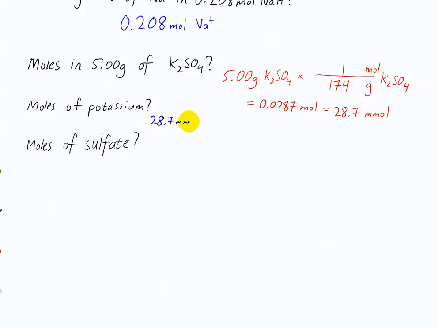So the moles of potassium, if we want to set that up like a whole equation, we would say 28.7 millimoles times two millimoles of potassium per one millimole of potassium sulfate. And so that's going to be double. It's going to be 57.4.